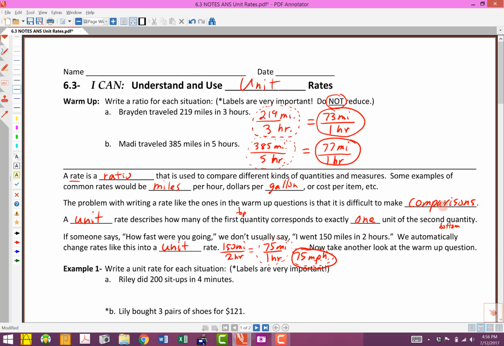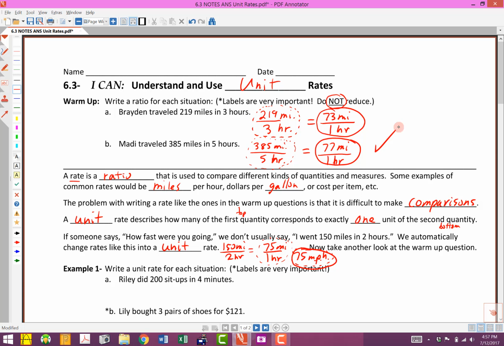So we can do these comparisons that we're talking about. So Braden went 73 miles an hour, Maddie went 77 miles per hour, and it says, let's see, I went, so this is how fast I was going, 75 miles per hour. So it looks like Maddie was going the fastest.